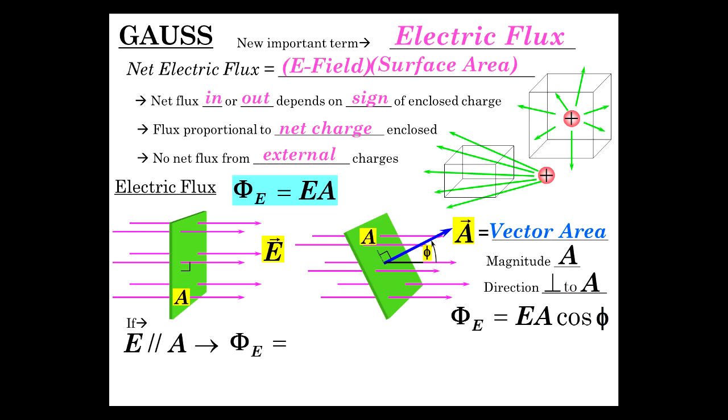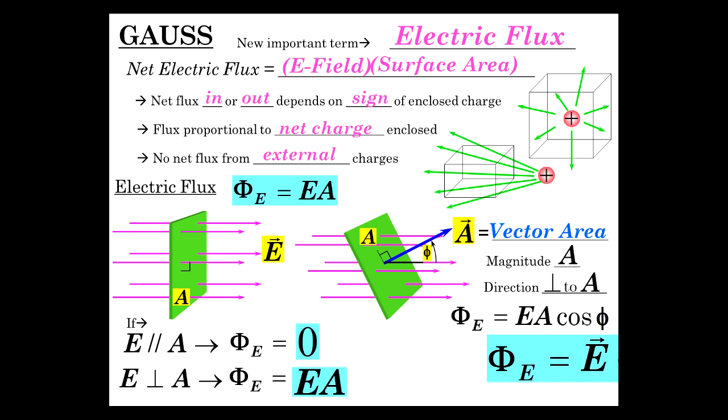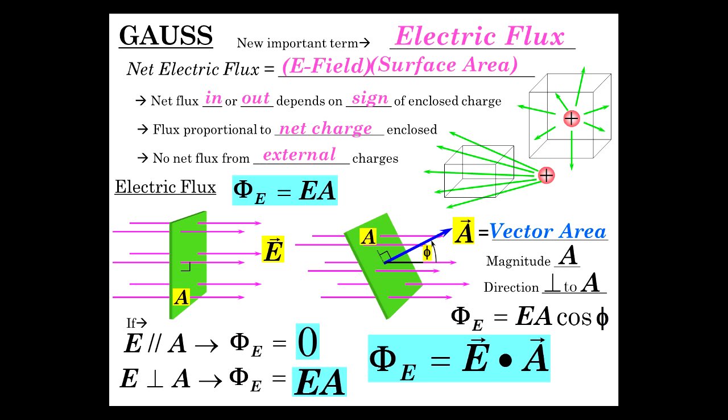There you go. Now, if the E field is parallel to the area, then there is no flux. But if it's perpendicular to it, then the flux is E times A. And so we have that the electric flux going through an area is the electric field vector dotted with the area vector, E dot A. And this is under the consideration of a uniform E field and a flat surface. That's what we just imposed this analysis on.